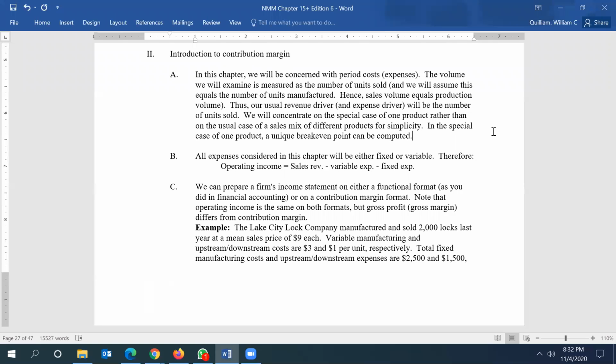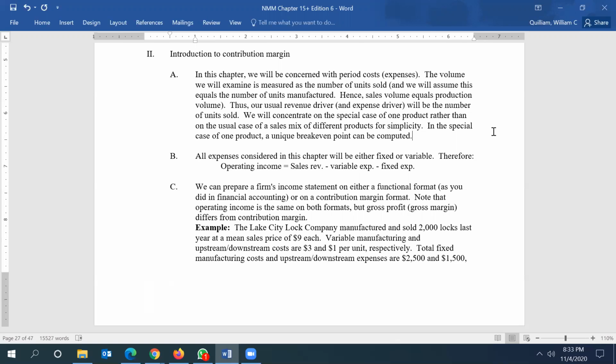So sales volume equals production volume in that case. And thus our usual revenue driver and expense driver will be the number of units sold. And we'll concentrate on the special case of one product rather than on the usual case of a sales mix of different products for simplicity. So we'll calculate things, including the break-even point, in just a little bit for one product line at a time. That illustrates all the points we need to know about cost volume profit analysis, because if I tried to do this for multiple products at one time, it would get too complicated. So we don't need to do that. Besides, if we're doing that in business, we'll have a computer to help us.